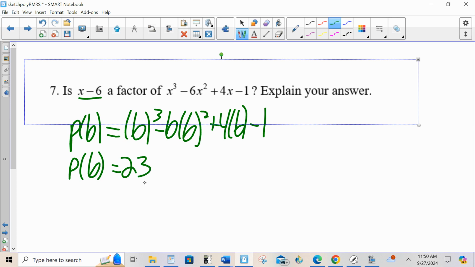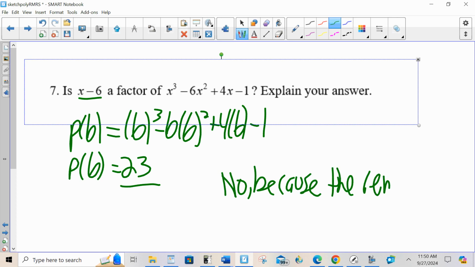Something is a factor if it goes in evenly, meaning it has a remainder of 0. So if the remainder is 0, it's a factor. If it's anything else, it's not. Since the remainder is 23, no, it's not a factor because the remainder is not 0. If the remainder is 0, it's a factor. If it's anything else, then it's not.